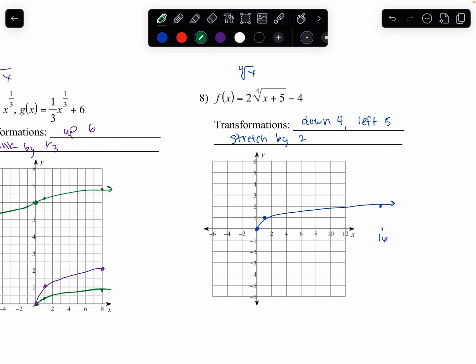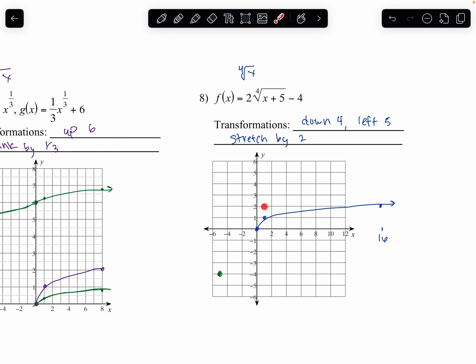And then we are going to move this down 4 and left 5, so we'll put the point right here. And it's also going to be stretched by 2. So this distance right here, which is 1, is now going to be stretched by 2. So that's going to put it right here. And then let's move it down 4. So 1, 2, 3, 4. And over 5. 1, 2, 3, 4, 5. So 4, -2.